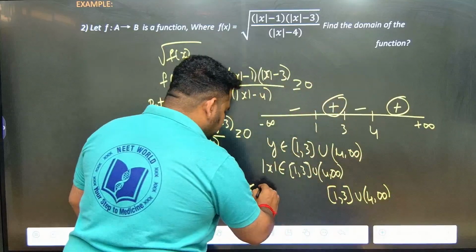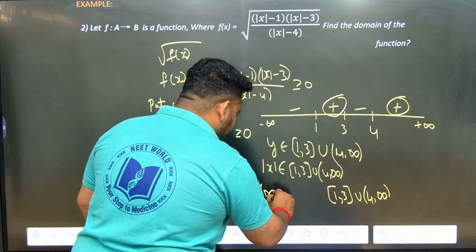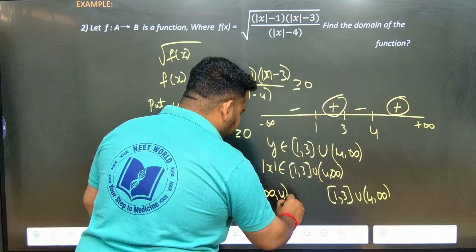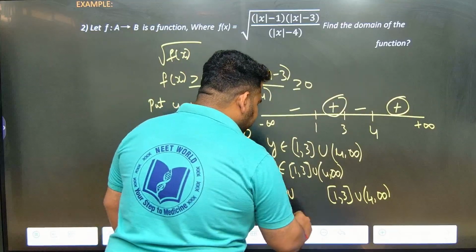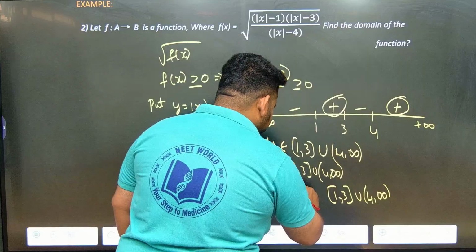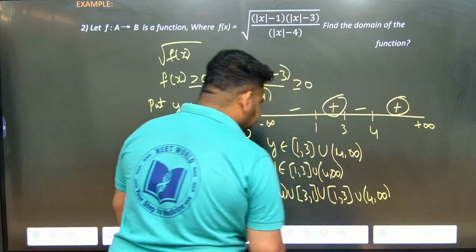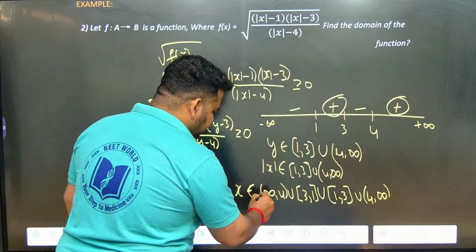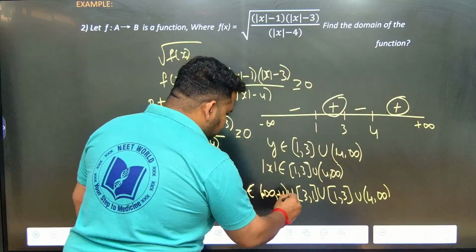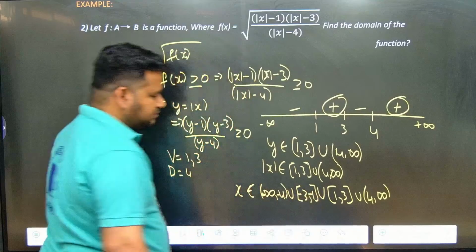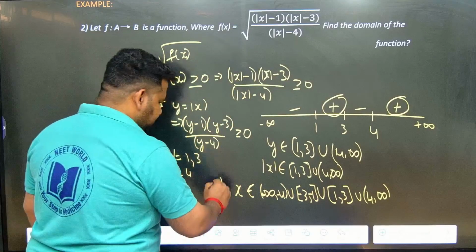So this will become minus infinity comma minus 4, union minus 3 comma minus 1. This entire thing union. But here we will have a negative sign: minus 4, minus 3, minus 1. That's all. This is the final answer, friends.